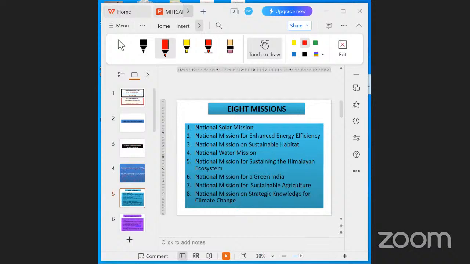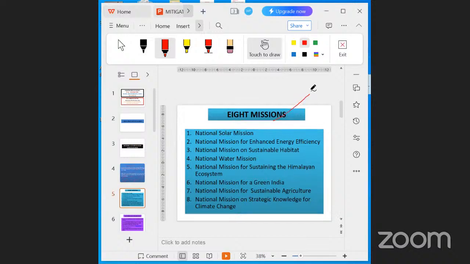So it is a mission mode plan, and the execution of the action plans is constituted under these 8 missions, which are responsible for achieving the goals of adaptation and improvement, right?